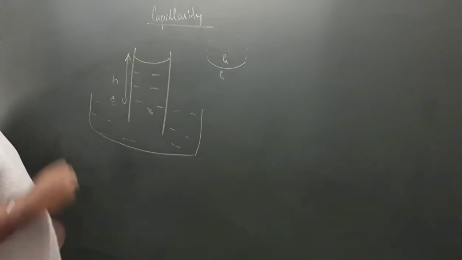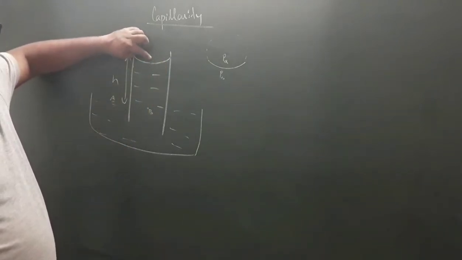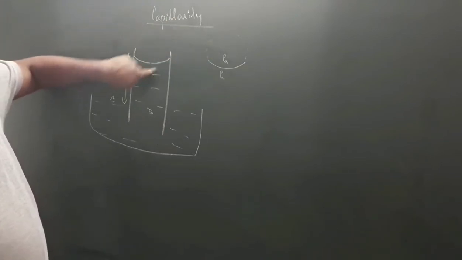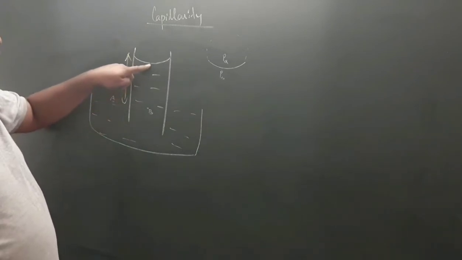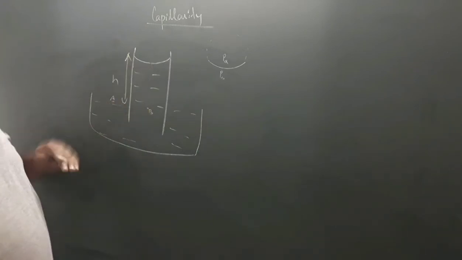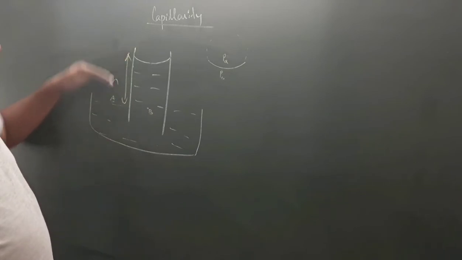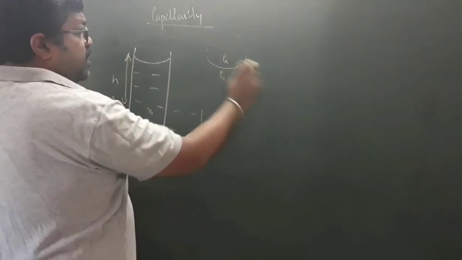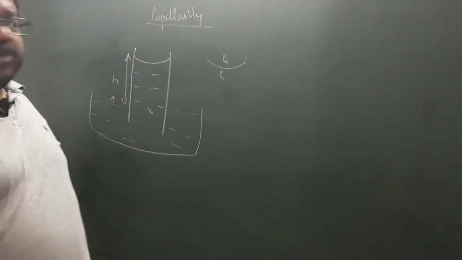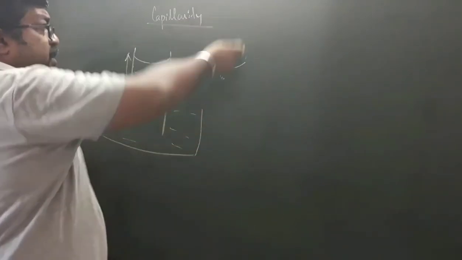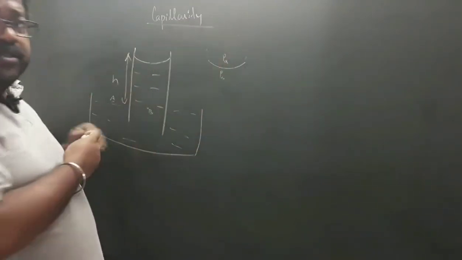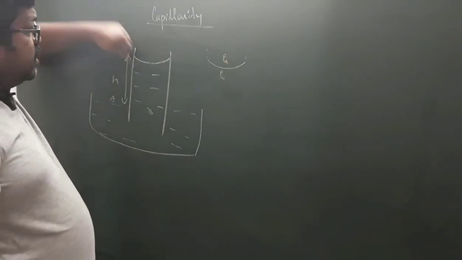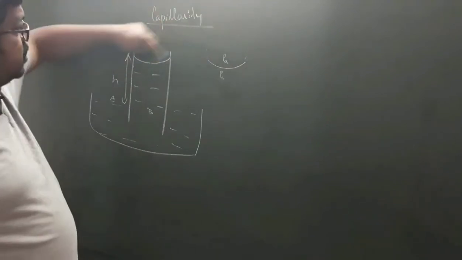Just above this meniscus, the pressure is PA, the atmospheric pressure. Below this meniscus, the pressure is P0, and this is B. A and B are at the same horizontal level, and this height is H. Just now we have seen that the inside pressure is greater than the outside pressure. So for this spherical part, don't consider that this is inside the liquid. We have to consider the spherical part. For this sphere, this is the radius of curvature.